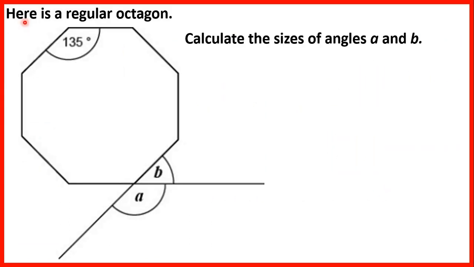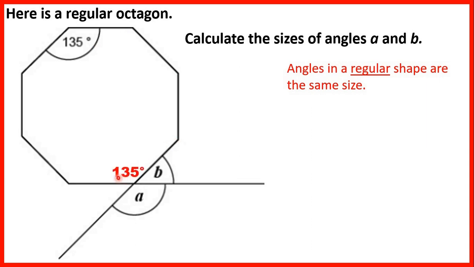Here is a regular octagon. Calculate the sizes of angles A and B. So we know that an octagon is an 8-sided shape, and the word regular is important here because that tells us that all of the sides of the octagon will be the same length, but it also tells us that the angles will be the same size because angles in a regular shape are the same size. So if this angle here is 135 degrees, all of our other angles will be 135 degrees as well.